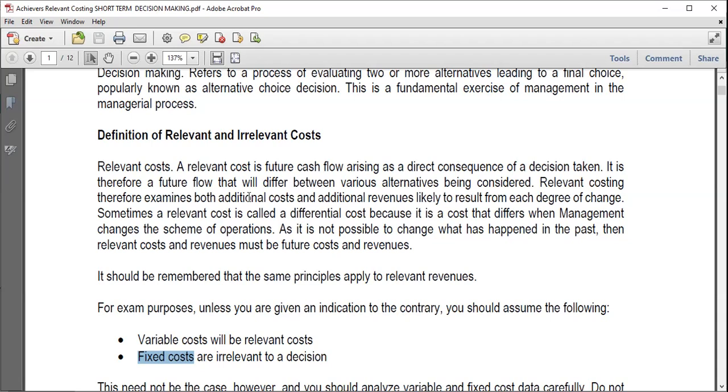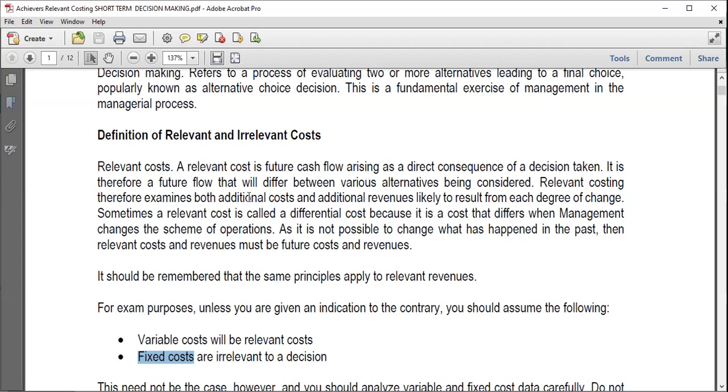Now, in relevant costing and short-term decision-making, we call this a special price. For you to accept this special price, there are decisions that you need to make, and things that you need to look at. Already, maybe you have that machine that makes these cakes, you already have the employees, you already have that rent that you pay for that place.